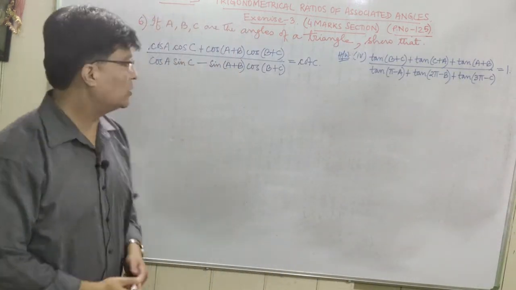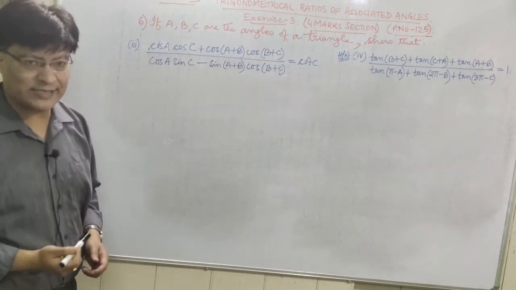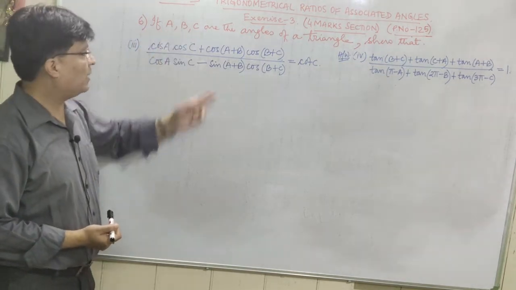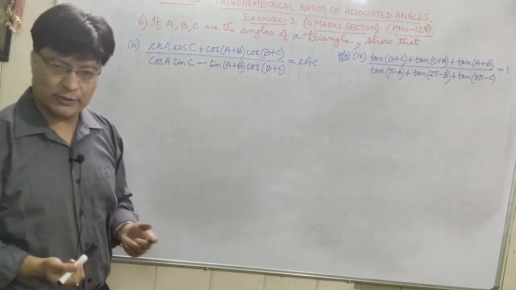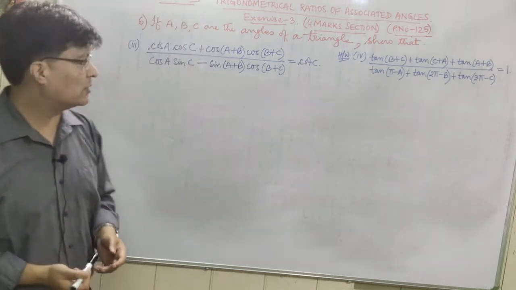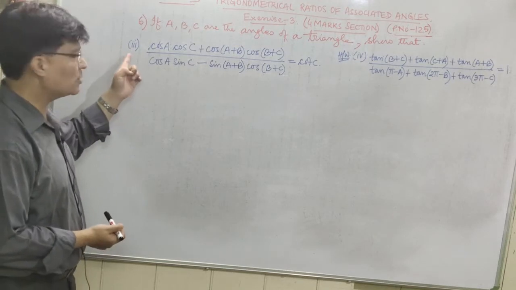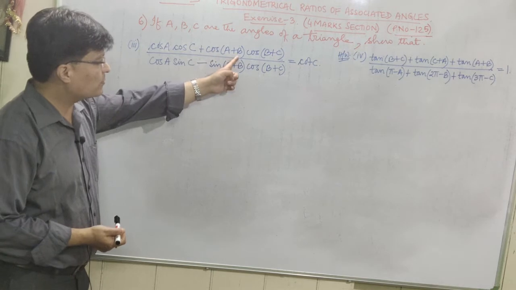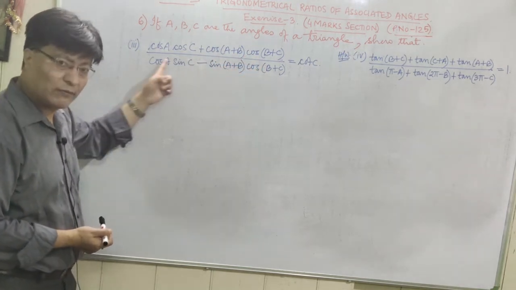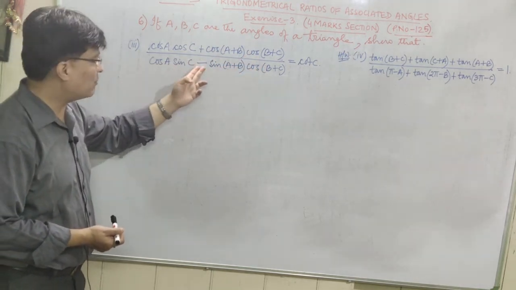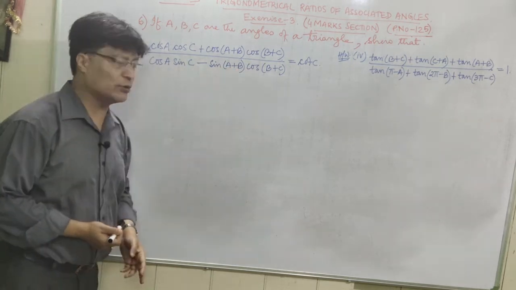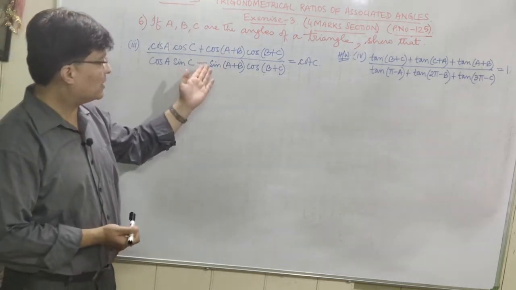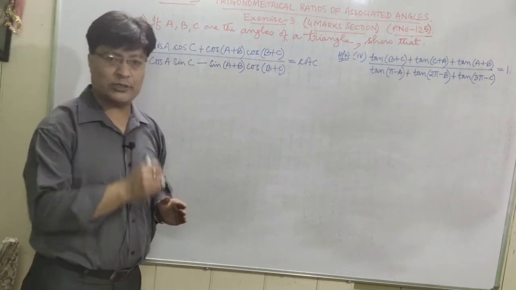So now we'll do the next question, that is question number 3. The question is again here also, if A, B and C are the angles of a triangle, that means you can write A plus B plus C is equal to 180 degrees. You have to show that [cos A cos C plus cos of (A plus B) into cos of (B plus C)] whole divided by [cos A sin C minus sin of (A plus B) into cos of (B plus C)] is equal to cot C. You have to prove this LHS is equal to RHS. We'll do this one here.